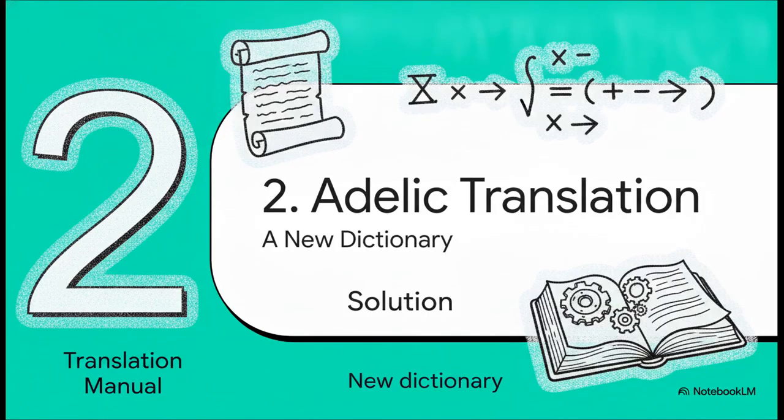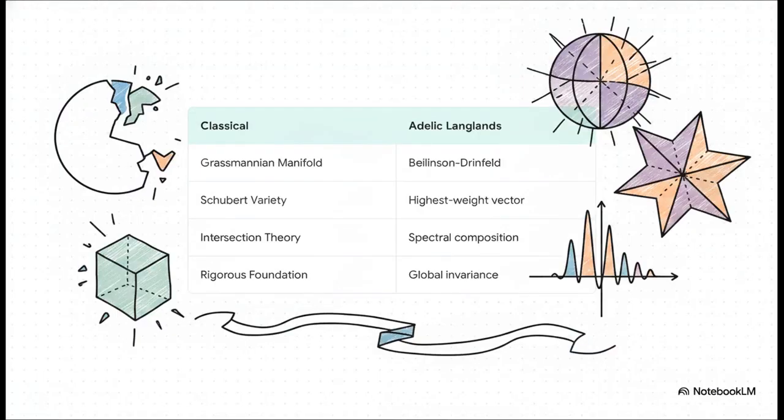Moving right along to part 2, the Adelic Langlands translation. The absolute crucial point here is that we are essentially building a brand new mathematical dictionary. We're translating the broken, unstable language of classical geometry into the universally stable language of spectral algebra. For example, the classical Grassmannian manifold becomes the Beilinson-Drinfeld Grassmannian over the Adele ring. The geometric intersection theory itself transforms into the spectral composition of perverse coherent sheaves. We're basically treating rigid shapes as interacting wave frequencies. It's a total paradigm shift.